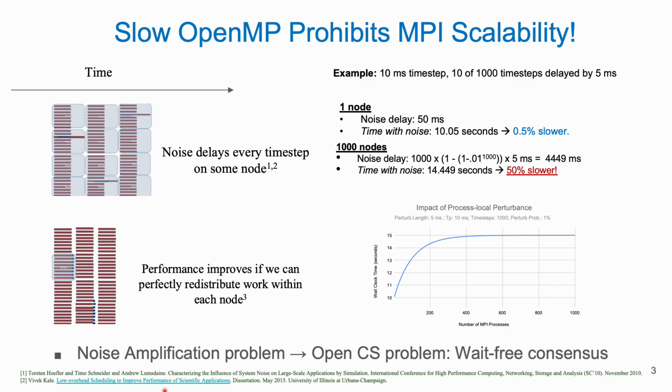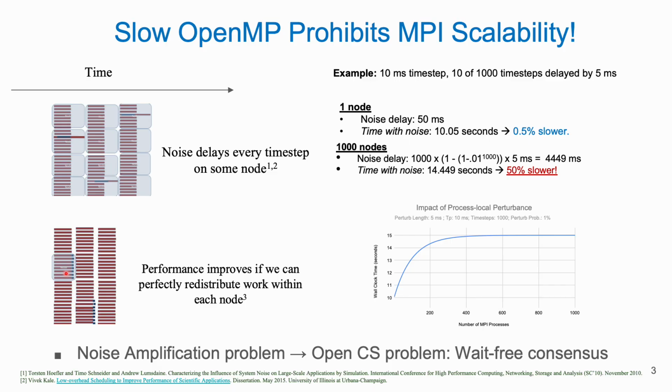So, how do we solve the problem in the context of science simulations? At the bottom, we see one approach of redistributing work across the cores of a node, and this effectively parallelizes this perturbance or noise across those cores. But we have to be mindful that the redistribution itself has a cost to execution time.